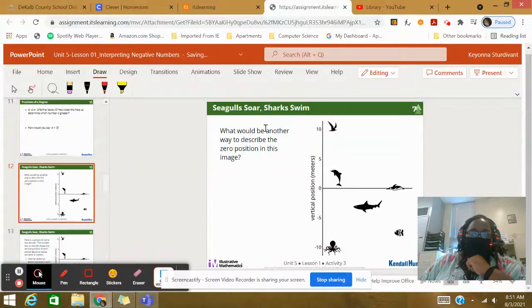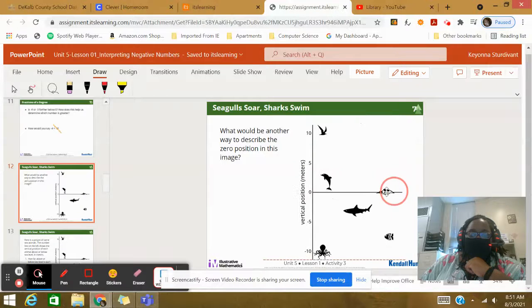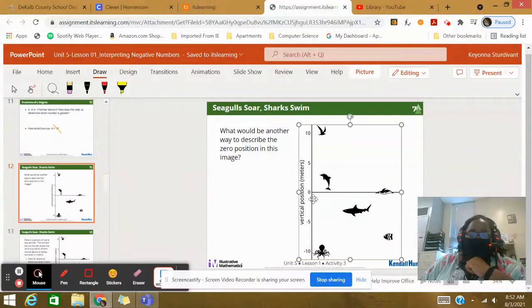So in this one, it's asking us what would be another way to describe the zero position in this image. So you're looking in context of this line right here. Looking at this line where zero is, what's another way to describe that? And I will give you guys a hint for that during class time today if you can't figure out the solution. But looking at this picture, we have different animals between 10 and -10, and they're asking you the zero position. How would you describe that?